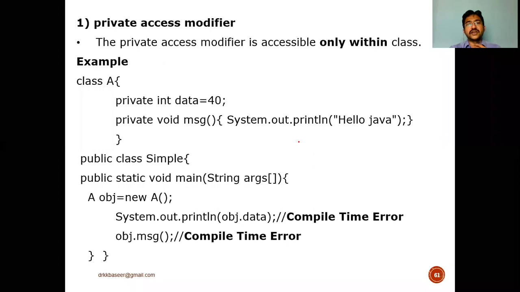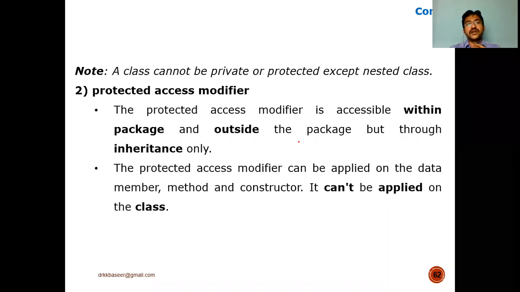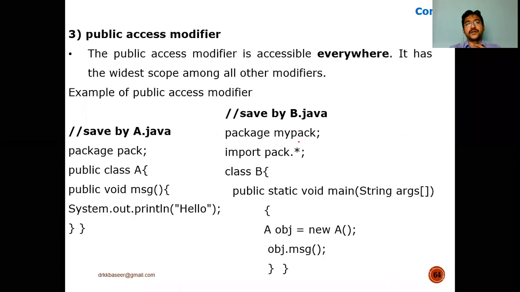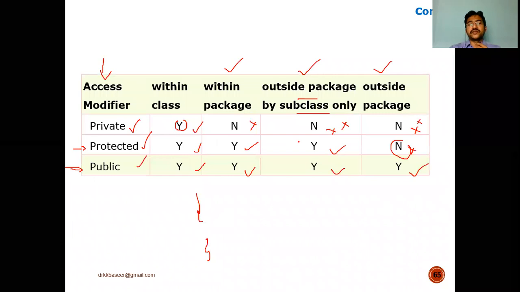This is the example. Private can be accessed only within the class. Through the help of the inheritance concept, that is the extends keyword, we can use the protected access modifier within the package and outside the package. And public can be accessed everywhere. And this is the comparison between them. So that's about the access modifiers.